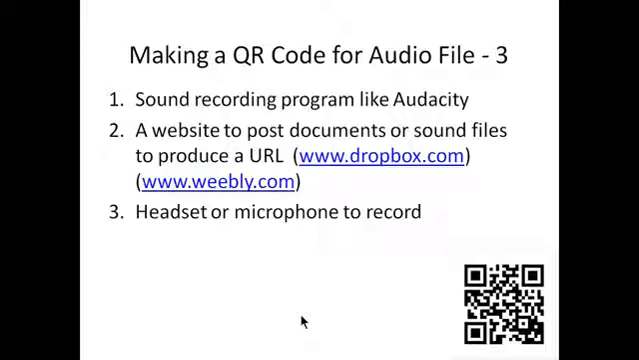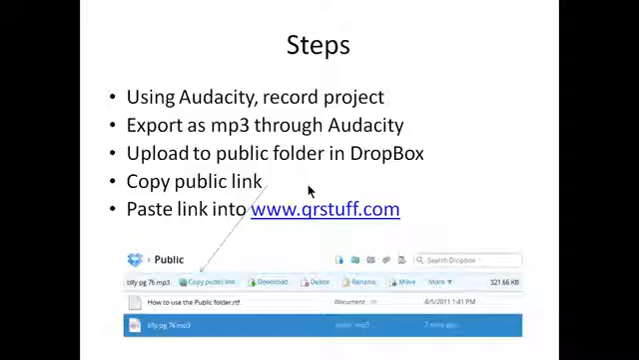Okay. The third option was to use Audacity, and we were able to post our sound file into Dropbox in the public section. An alternative is something called Weebly.com, but we're not going to go into Weebly today because the ease of use with Dropbox is marvelous. You need Audacity, and you need a headset or microphone to do that recording. Okay, so here are the steps. Using Audacity, we recorded the project, exported as an MP3 through Audacity, uploaded to the public folder in Dropbox, and then we copied that public link, and then we put it into QR Stuff.